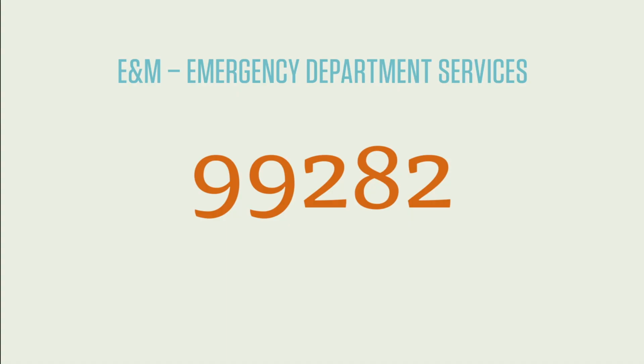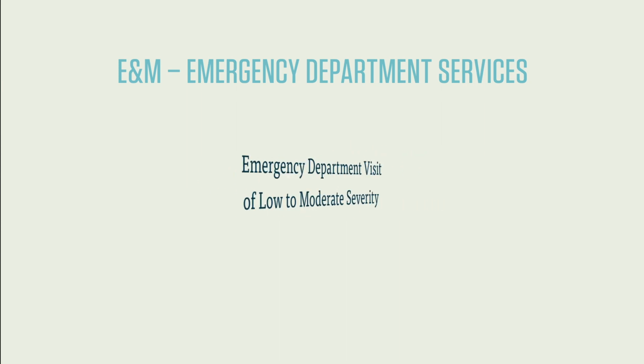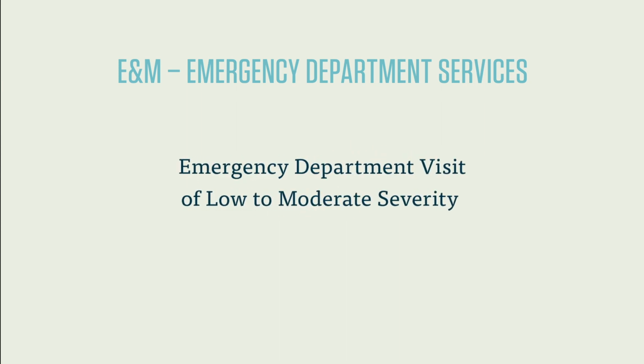There are a number of codes for a trip to the ER, and so we have to pick the one that fits our situation best. We'd select 99282 for an emergency department visit of low to moderate severity. There are higher and lower levels of severity, but this code fits the visit best. The patient has a moderately severe injury but is in no serious danger.